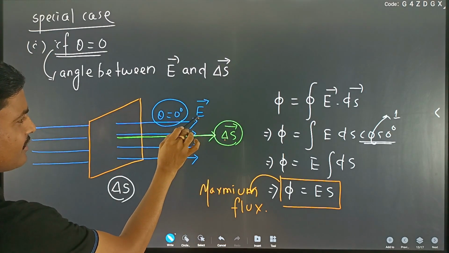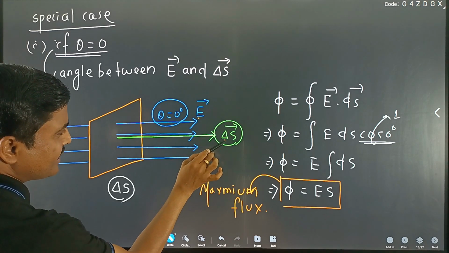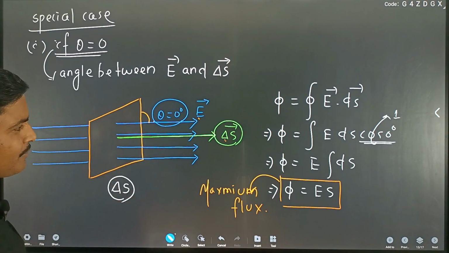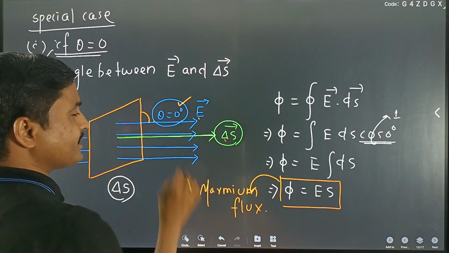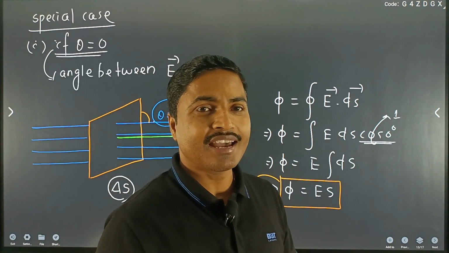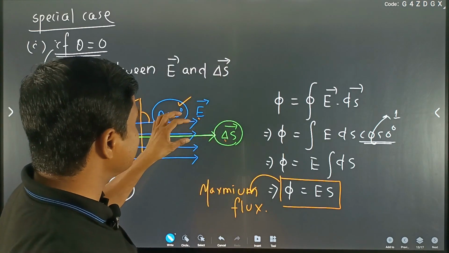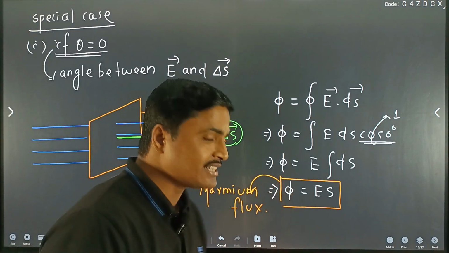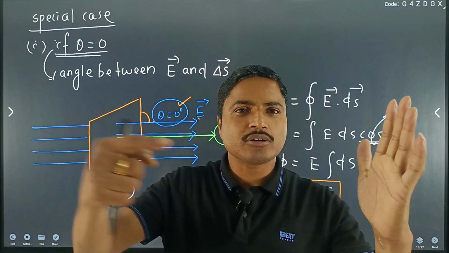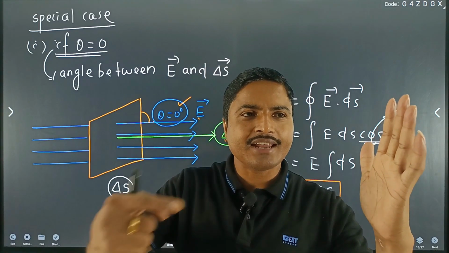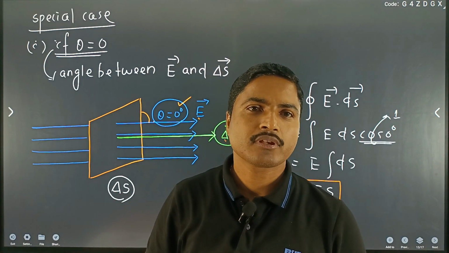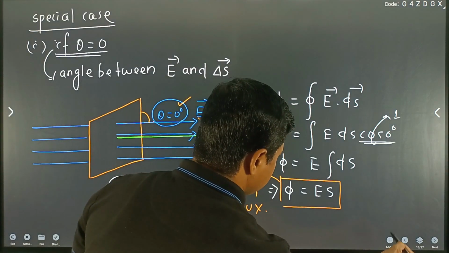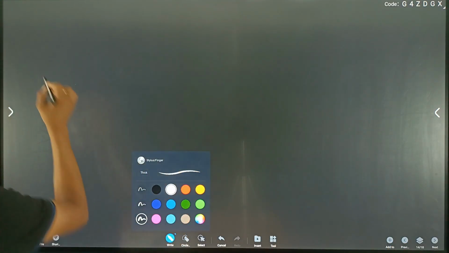This is the electric field. Electric field is parallel to area vector, but electric field is perpendicular to area. That means angle is equal to 0 degree, not 90 degree. If angle is 0 degree, electric field is parallel to area vector. In this case, maximum lines of force, maximum field lines, cross through the small area element. Clear? Second case. Case 2.